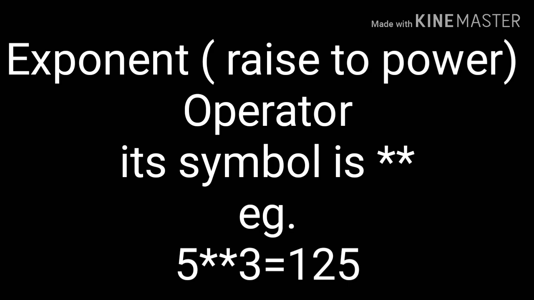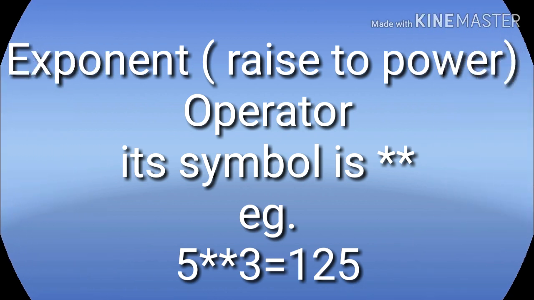The next operator, but not the least, is the exponent operator. It is also called raised to power. Its symbol is double star. Suppose we want to get the value of 5 raised to the power 3. So we will write 5 double star 3, and this gives the value 125.